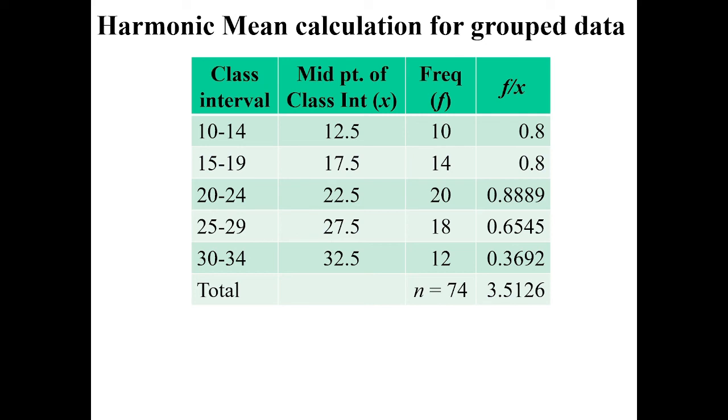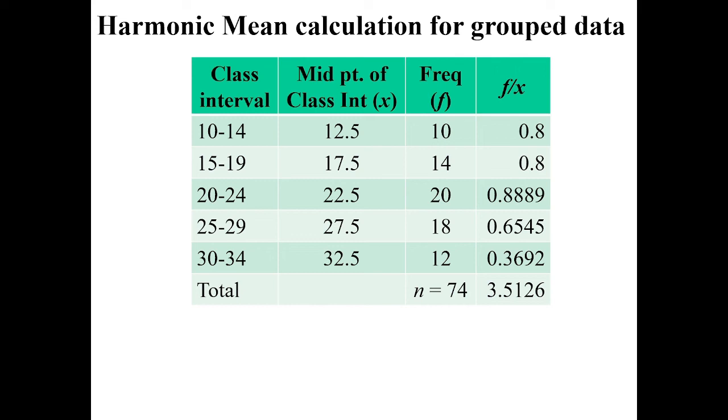Let's take a harmonic mean calculation example for grouped data. You have class intervals, again 10 to 14, 15 to 19, 20 to 24. In total, you have 74 observations. For 10 to 14, there are 10 individuals or observations. For 15 to 19, there are 14. And then the midpoint, as we discussed earlier, for 10 to 14 is 12.5, then 17.5.